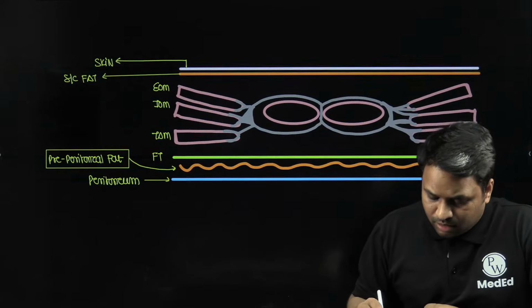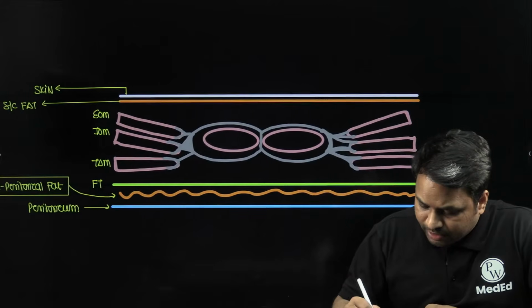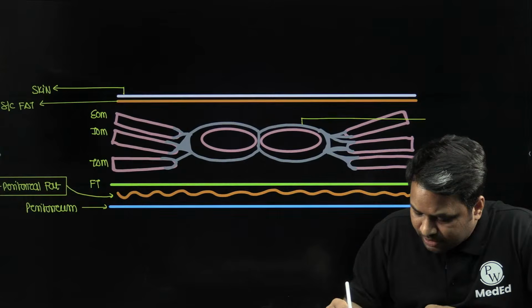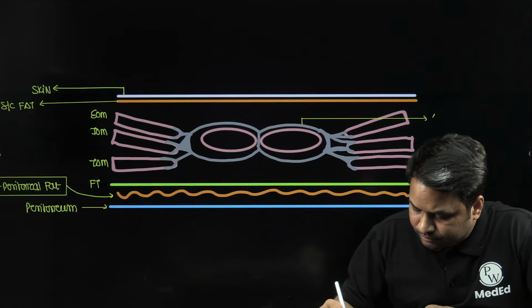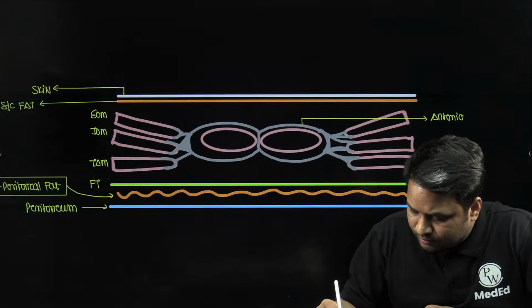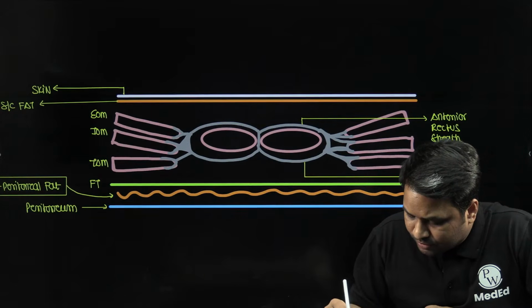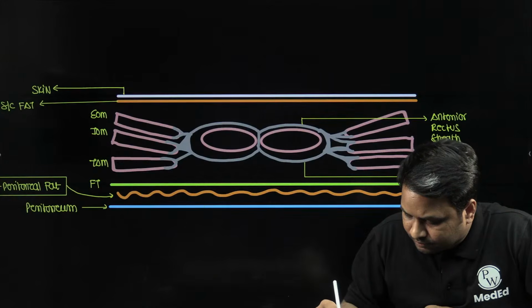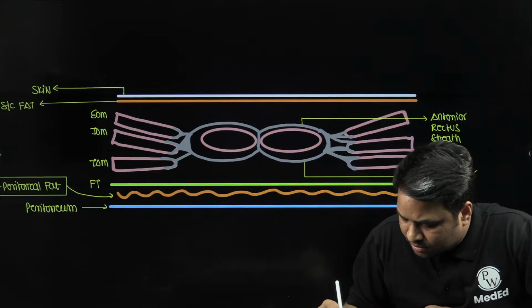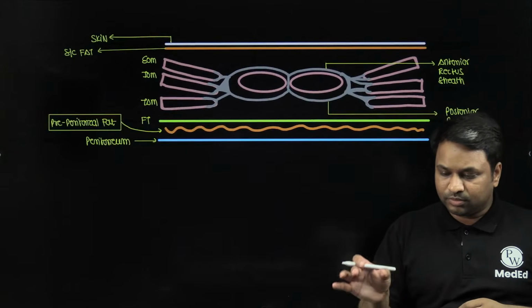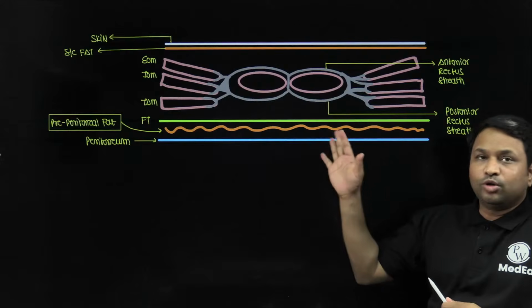Okay. On the other hand, when you talk about the rectus sheath, this is your anterior rectus sheath. This is your anterior rectus sheath, and this happens to be your posterior rectus sheath. Okay. So these are the whole components which are present.